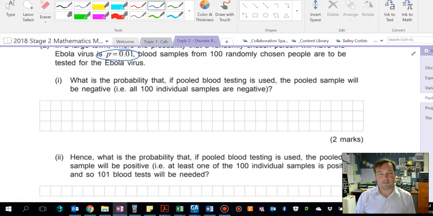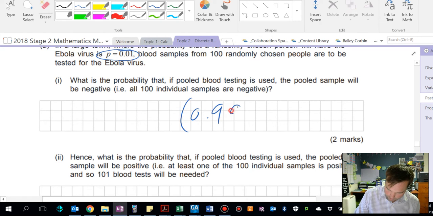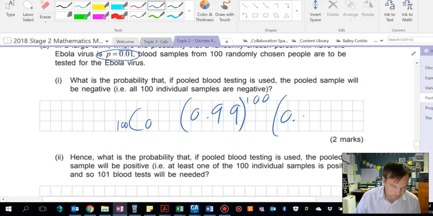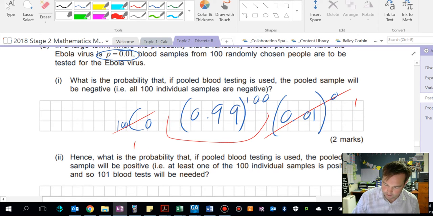So here, the probability of 100 people not having the virus is going to be 0.99, the probability of someone not having the virus, to the power of 100. Now the rest of the binomial expansion you could fill in here, which would be C 100 to 0 successes, the probability of 100 failures multiplied by the probability of 0 successes. And that would be the full formula. We know that this goes to 1, this goes to 1, this is the real outcome we're concerned with.